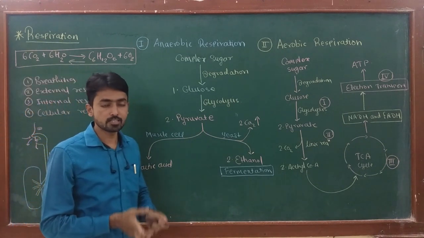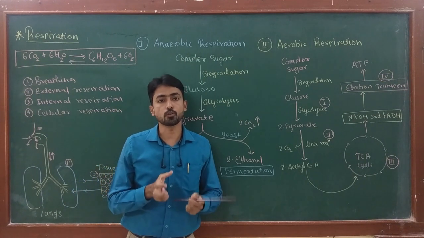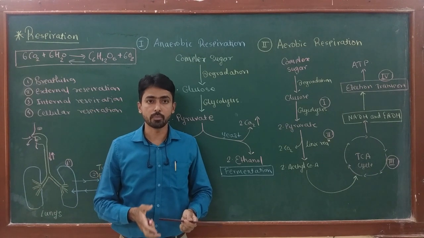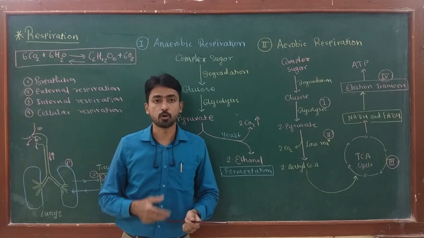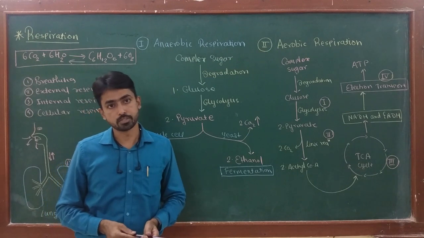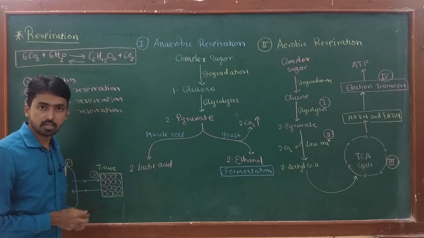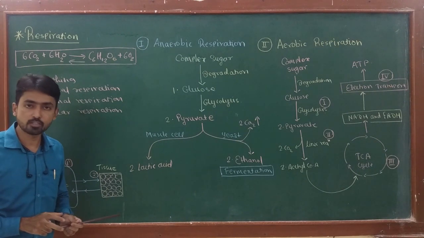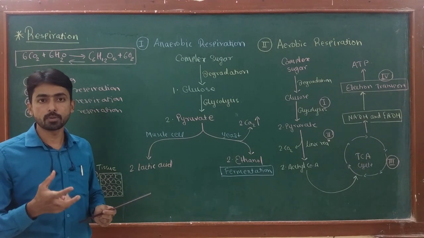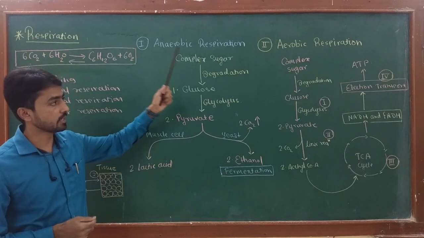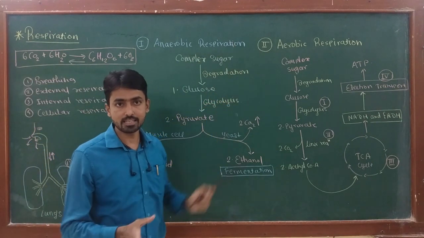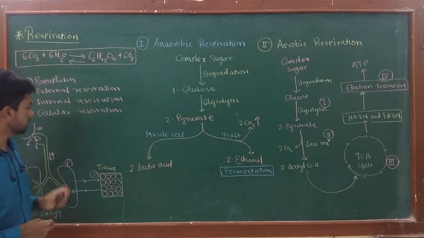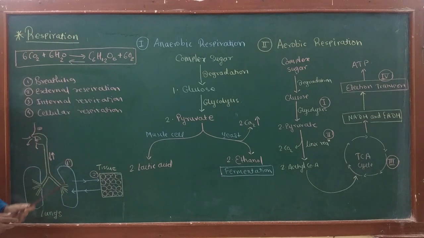Out of the total energy released during respiration, approximately 40% is used for synthesis of ATP, while the remaining 60% is lost in the form of heat for maintaining body temperature in the animal. In today's lecture I'm going to discuss the concept of cellular respiration. Cellular respiration generally involves two types, aerobic respiration and anaerobic respiration. In this lecture I'm going to discuss both, along with a few basic concepts related to respiration.